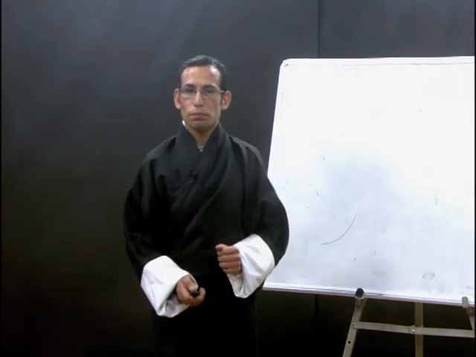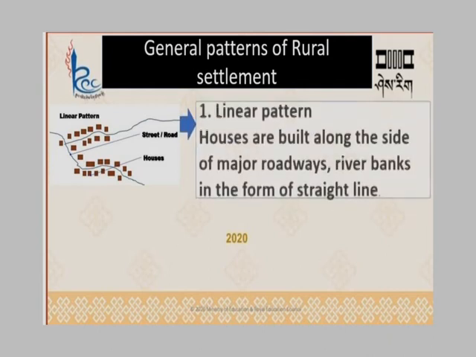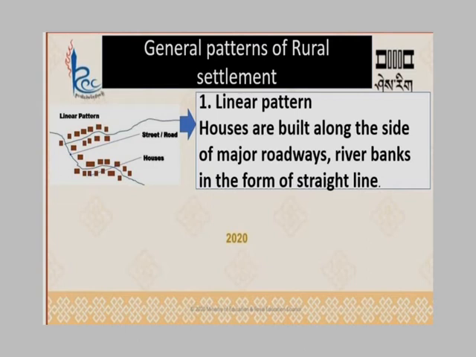Now, general patterns of rural settlement. Patterns means a design, how a settlement looks. Okay? Now, the first pattern we have is the linear pattern.